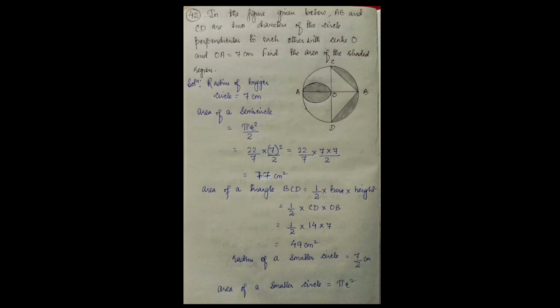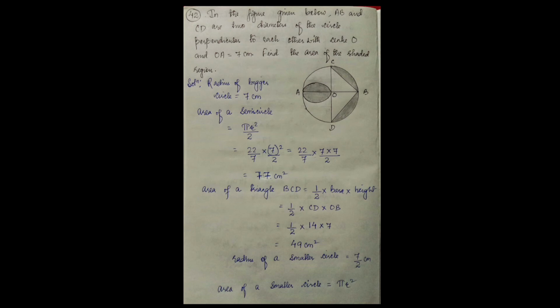So first we have to find the area of this semicircle. The area of a semicircle is pi r square by 2. Pi is 22 by 7, r is 7 square, and 2 I have written here. Next, 7 square is 7 into 7, 7 cancels, 2 11s are 22. So it will become 77 centimeter square. So this is the area of the semicircle. From this semicircle we have to subtract the area of this triangle, then we'll get this shaded region. To find the area of this triangle, this is the base of the triangle, this is the height of the triangle.